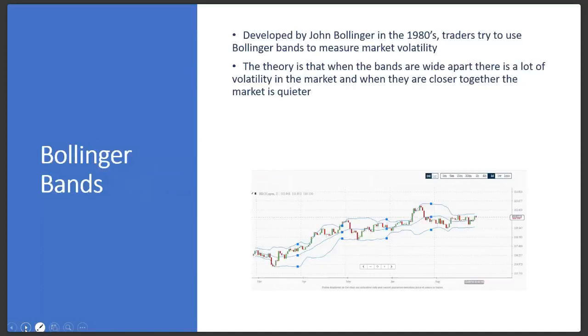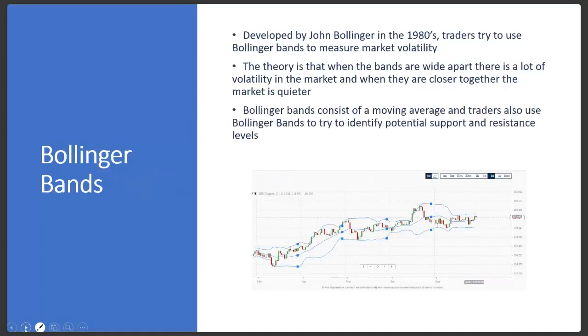Now, traders try to use Bollinger Bands to measure market volatility, and the theory is that when the bands are wide apart, there's a lot of volatility in the market. And when they're closer together, the market is quieter. Bollinger Bands consist of a moving average as well in the middle, which I'll show you. And traders also use Bollinger Bands, again, to try and identify potential support and resistance levels.